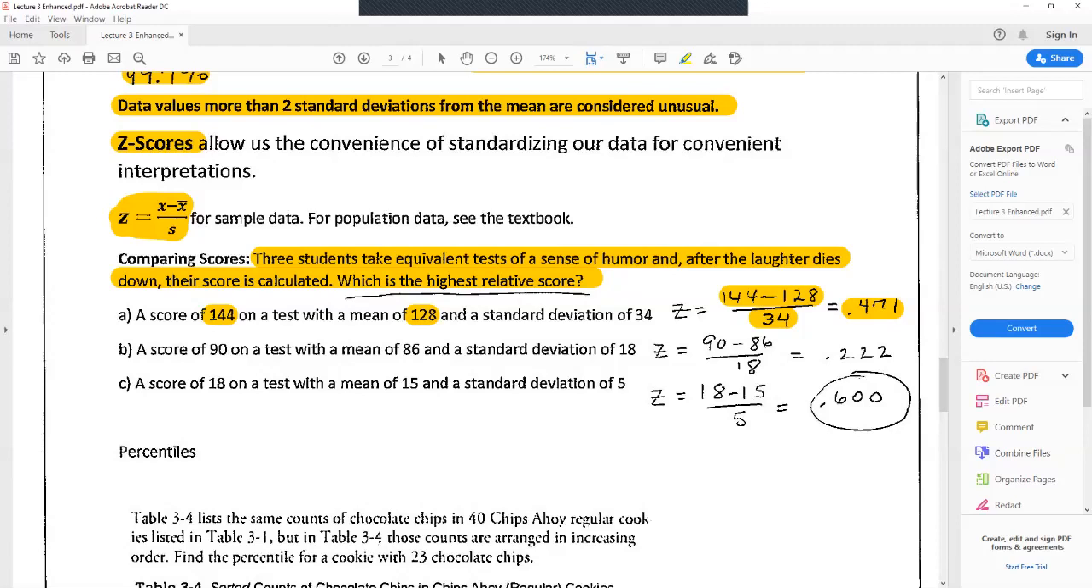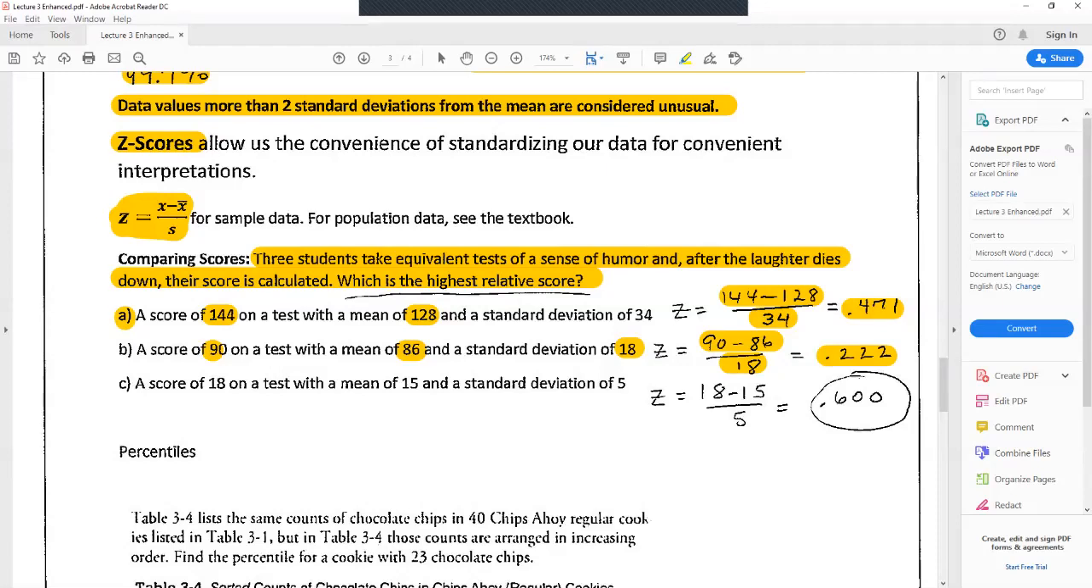The second person scored a 90, and the average in his group is an 86. So he's also above, right? He's also above average. The standard deviation is 18. So again, we take his score, subtract the average from that score, and then we divide by the standard deviation, and we get 0.222. So he's a little closer to 0. Okay, so far it appears to me that the student in the A group here, relatively speaking, has done better, right? Actually, he's done twice as well and a little extra than the second person.